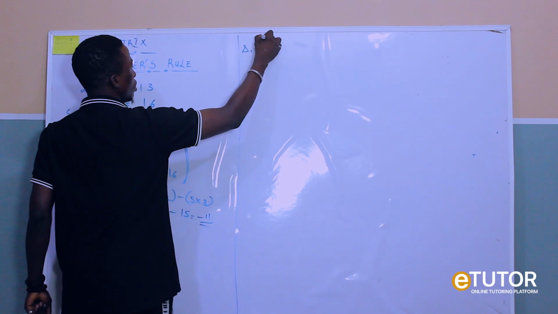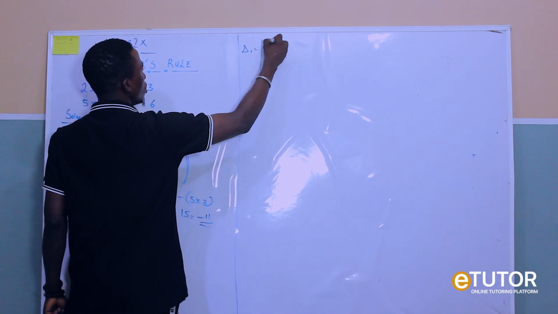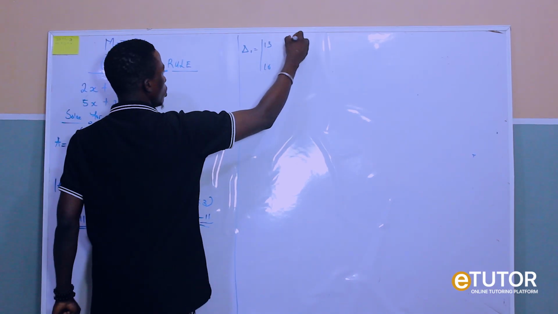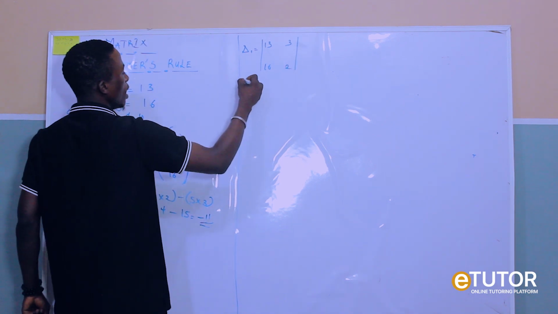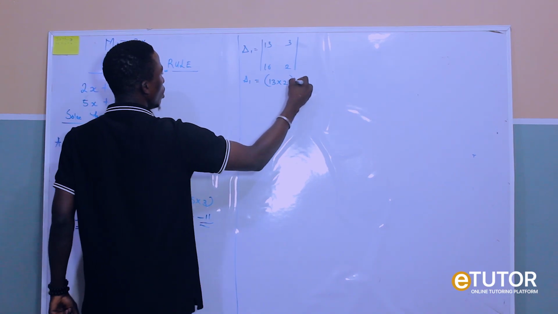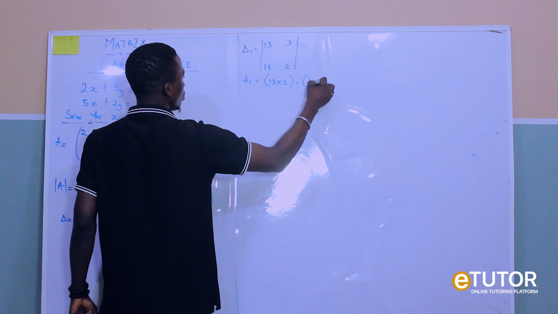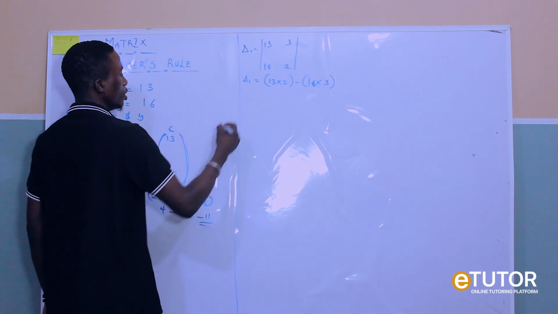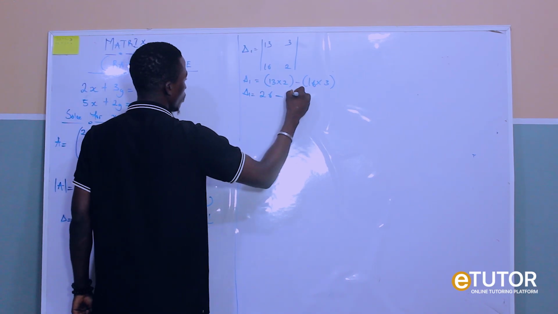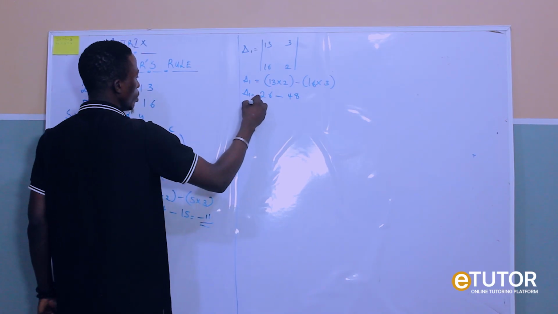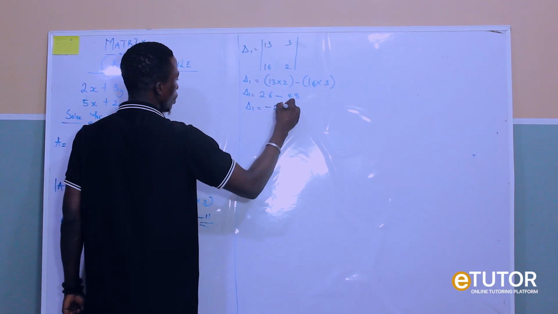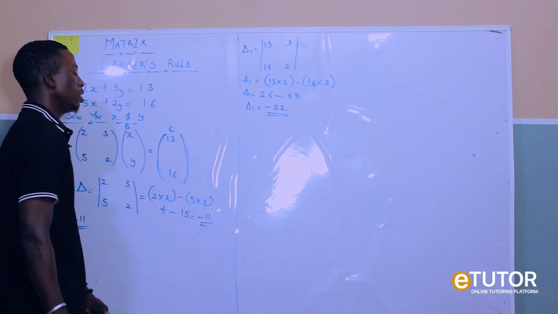So we now have 13, 16. Remember, we replaced this with this. So we now have 3 and 2. This will remain unchanged. So you also find the determinant. Delta 1 equals this times this. That is 13 times 2 minus 16 times 3. So my delta 1 equals 26 minus 48, which equals negative 22. Now we have found delta 1.